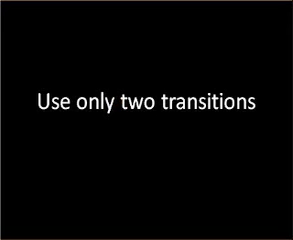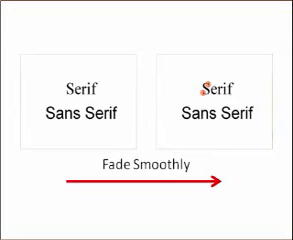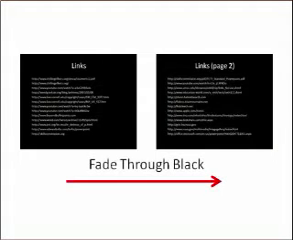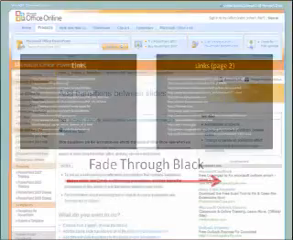You really only need 2 transitions in your PowerPoint, and they don't fly around. You need the one that I just showed you, the fade smoothly, and another handy one, especially if you have black backgrounds, is the fade through black. You don't really need any other transition. It's just going to distract the people who are watching your presentation.